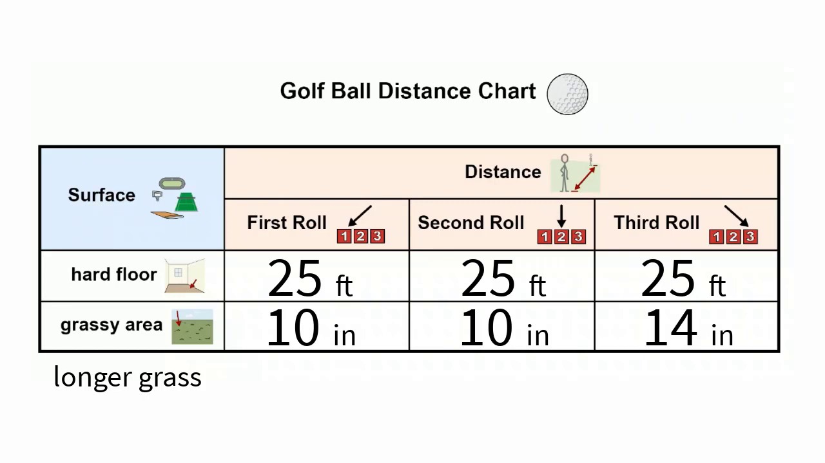Again, I extended the experiment, so I found a grassy area that had longer grass. The first roll only went 2 inches. The second roll went 3 inches. And the third roll, the golf ball traveled 2 inches.